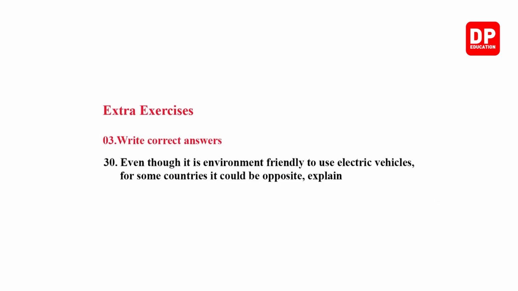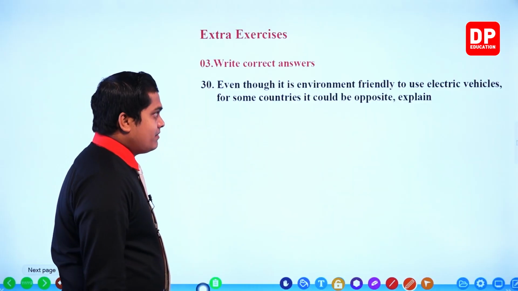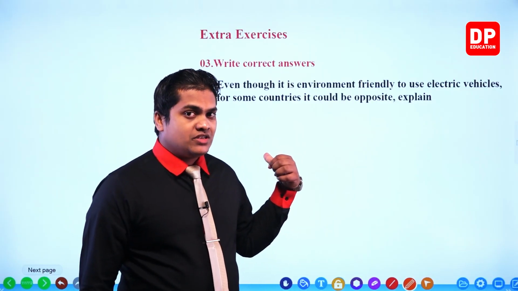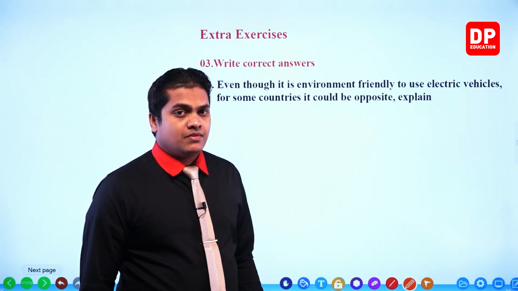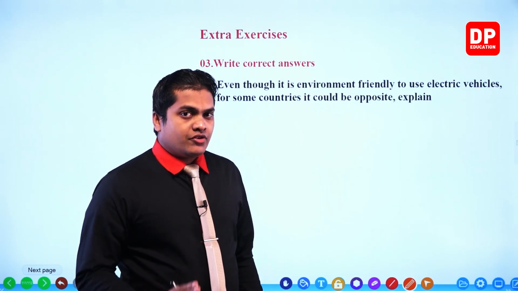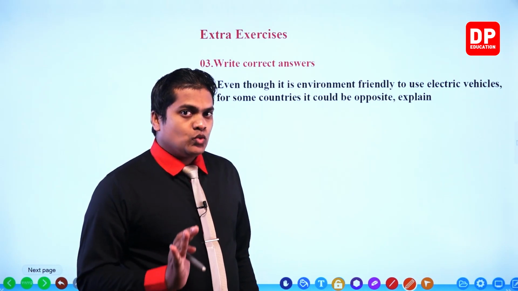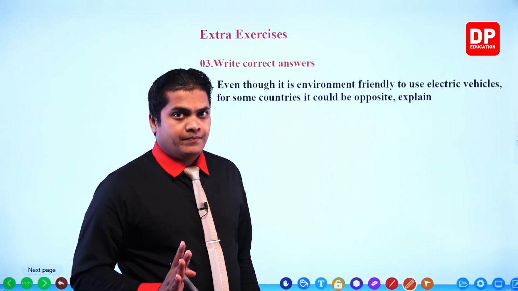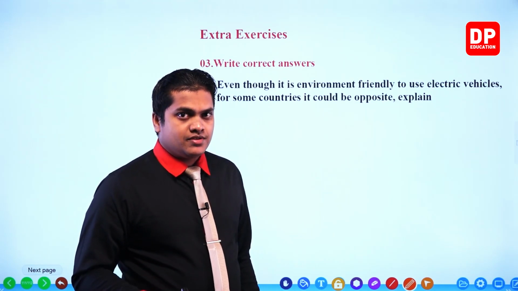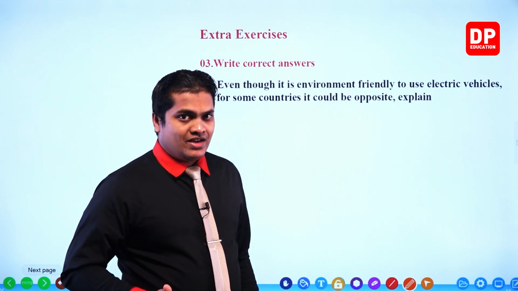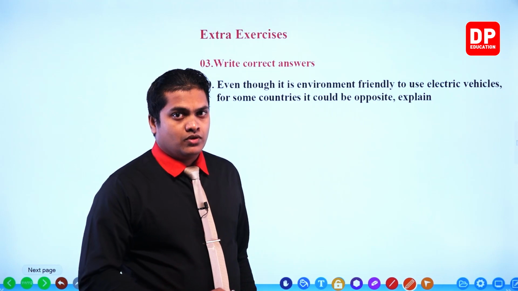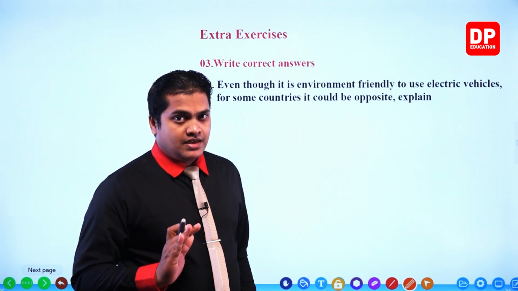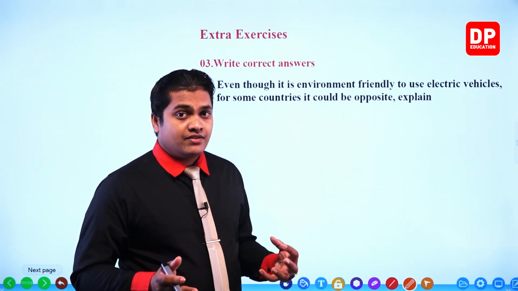Next one. Even though it is environment friendly to use electric vehicles, for some countries it could be opposite. Explain. So can you remember, my dear children, I have explained this when I was discussing the burning process of fossil fuel and the usage of electric vehicles. If a country is generating electricity by burning fuel, and if there are no charging stations countrywide that use renewable energy, that means, my dear children, these vehicles should be recharged by burning fossil fuel. So therefore, it can be a disadvantage for the country.